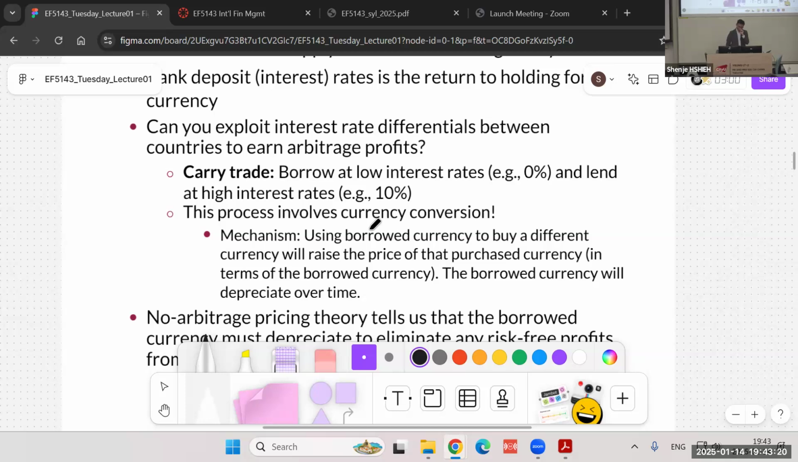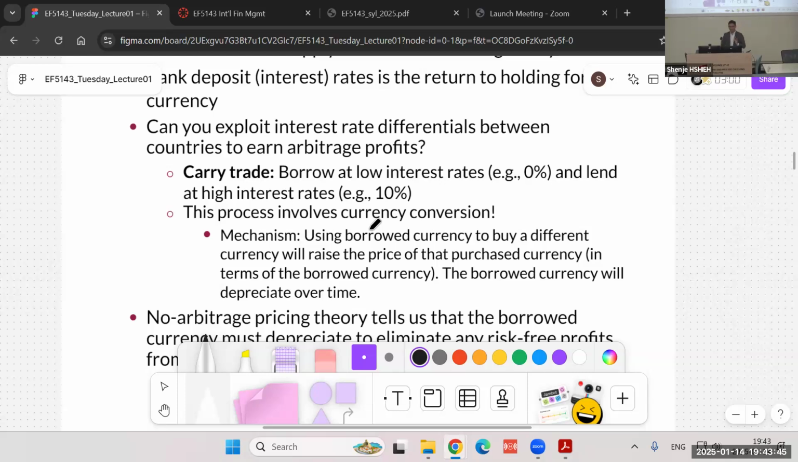Suppose the US pays 0% on their interest, but Swiss banks, for some odd reason, pay 10%. How do I make money from this, all else equal? Well, what I could do is borrow at 0% and then lend to the Swiss banks at 10%. If nothing changes, I make the spread, right? 10% minus 0%, risk-free, right?